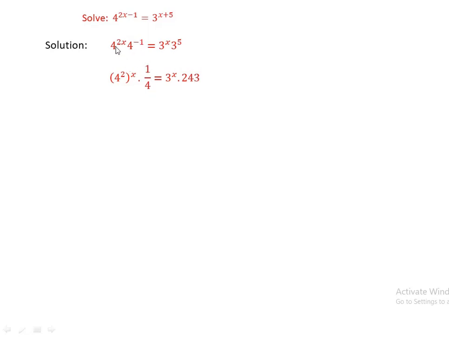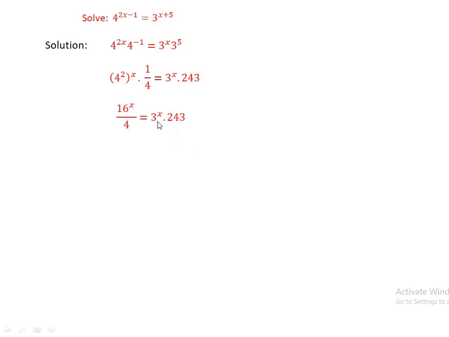Since 3 to the power of 5 is 243, and 4 to the power of minus 1 is 1 over 4, and 4 to the power of 2x is 4 to the power of 2 times x, we have 4 to the power of 2 to the power of x times 1 over 4 is equal to 3 to the power of x times 243. Again, since 4 to the power of 2 is 16, we have 16 to the power of x times 1 over 4, which is 16 to the power of x over 4, equal to 3 to the power of x times 243.